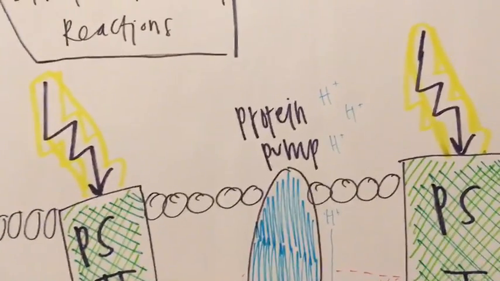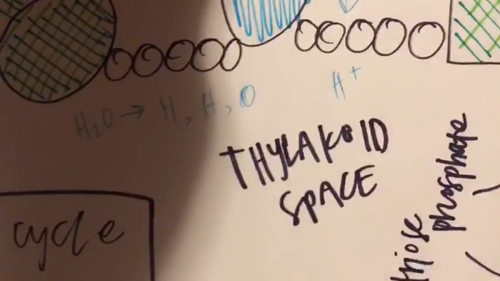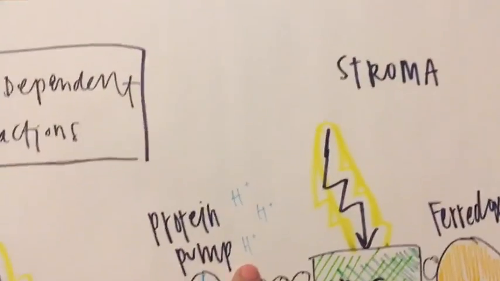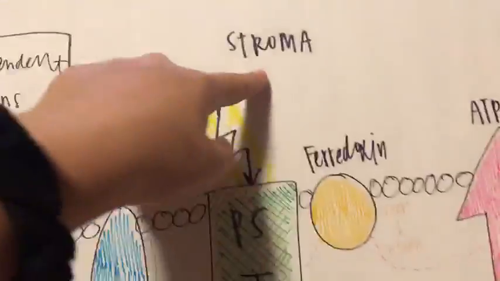The electrons continue down the chain, and their energy is used to pump hydrogen ions, otherwise known as protons, from the stroma into the thylakoid space. The result is a proton gradient, because the stroma has a low concentration of hydrogen and the thylakoid space ultimately has a high concentration.